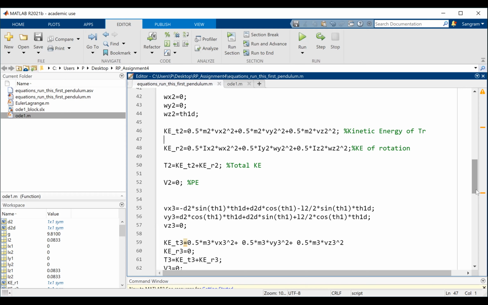Kinetic energy of translation is given by 1/2 m3 vx3 squared plus 1/2 m3 vy3 squared plus 1/2 m3 vz3 squared. Kinetic energy of rotation is equal to 0 because the inertia properties Ixx3, Iyy3 and Izz3 are zeros. Everyone understood this? Now what you do is you write down the total kinetic energy, and you get here.